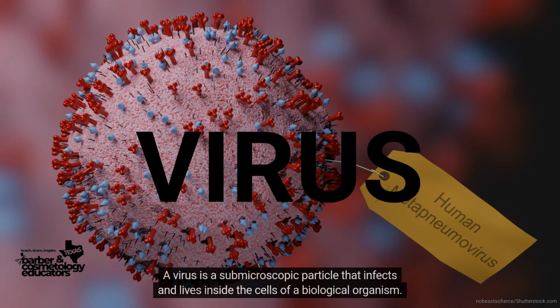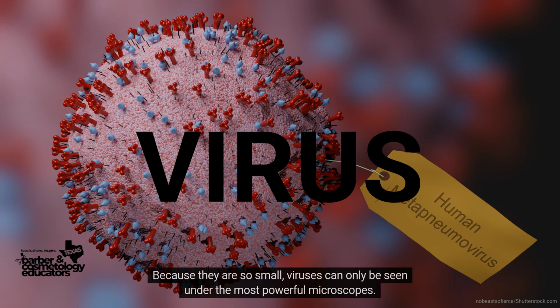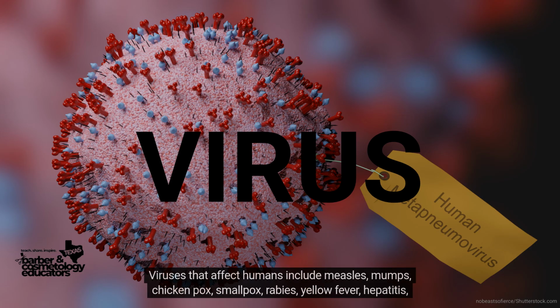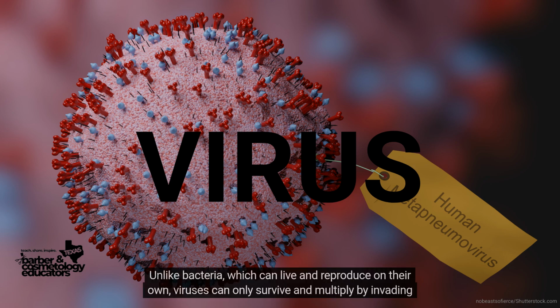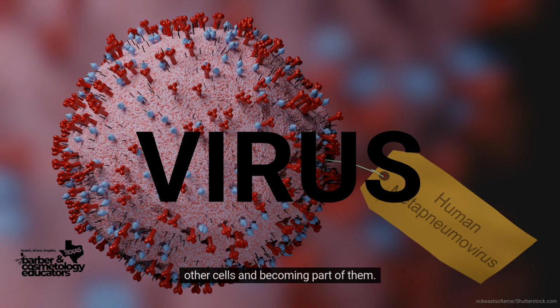A virus is a submicroscopic particle that infects and lives inside the cells of a biological organism. Because they are so small, viruses can only be seen under the most powerful microscopes. Viruses that affect humans include measles, mumps, chickenpox, smallpox, rabies, yellow fever, hepatitis, polio, influenza, HIV, which causes AIDS, and even the common cold. Unlike bacteria, which can live and reproduce on their own, viruses can only survive and multiply by invading other cells and becoming part of them.